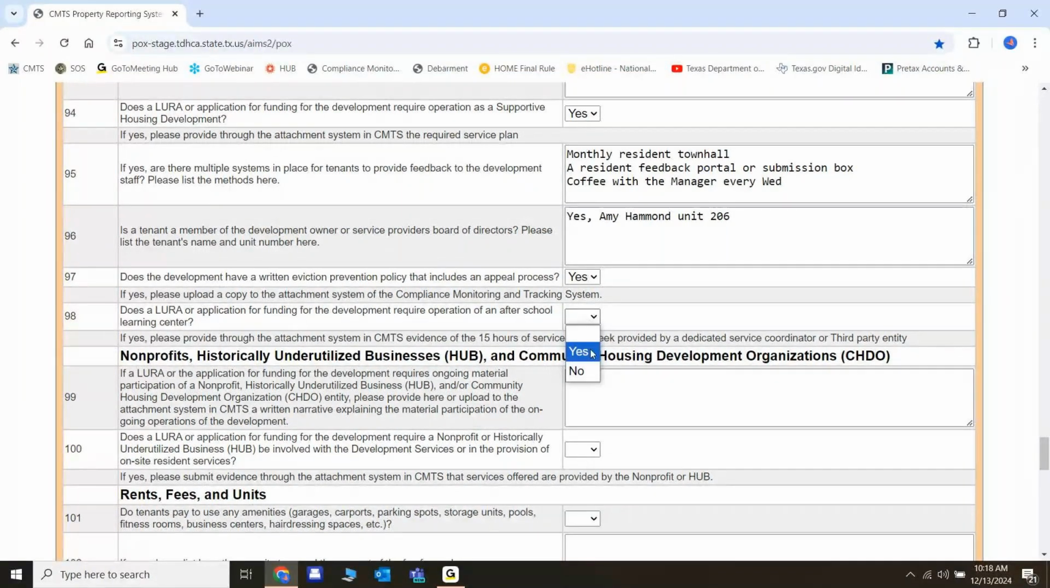So if you say yes, then you will provide evidence in CMTS of the 15 hours of service per week provided by the service coordinator or a third-party entity. So this is a requirement if you have that mitigation for schools in your land use restriction agreement. If you do not have this, you answer no, and there's nothing that you need to submit.